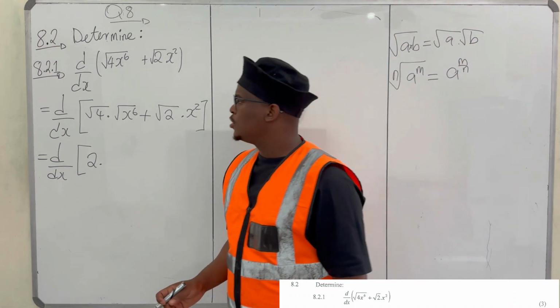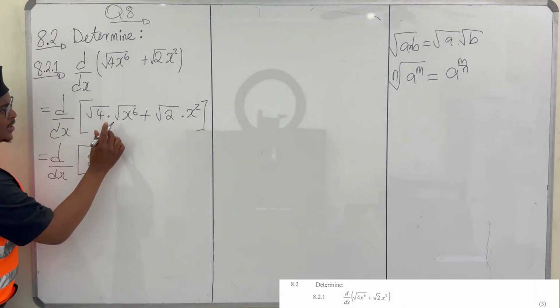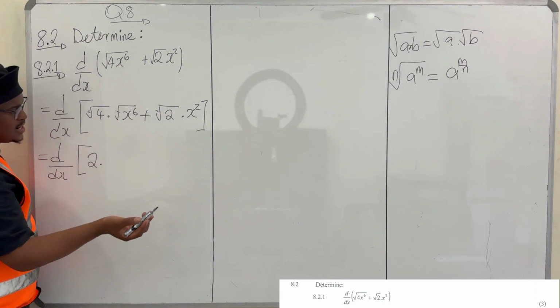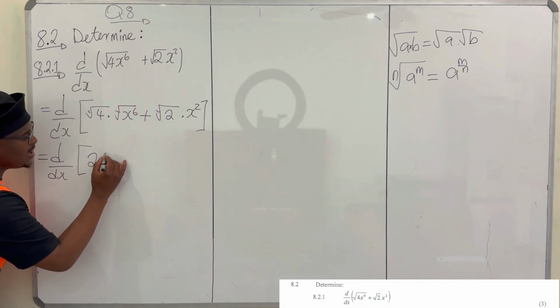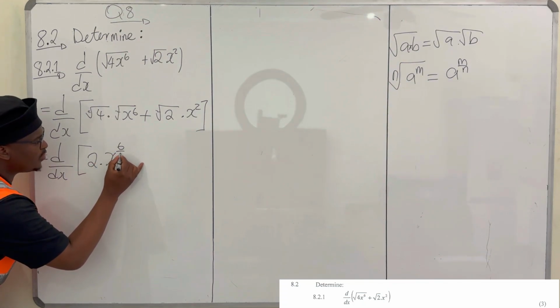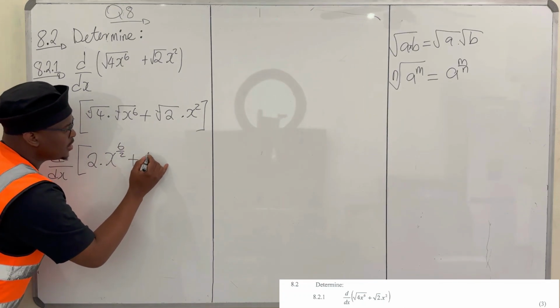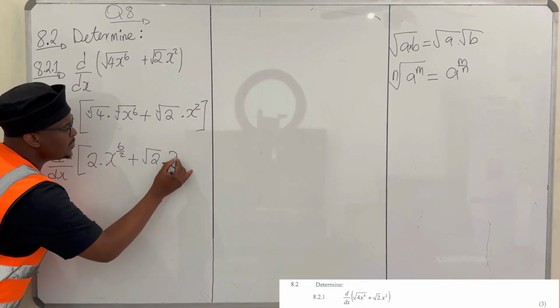So what you have here, on the square root there's a 2 that you don't write. So you will have 2 times x raised 6 over 2. That is the same law that I have there, plus the square root of 2 times x squared.